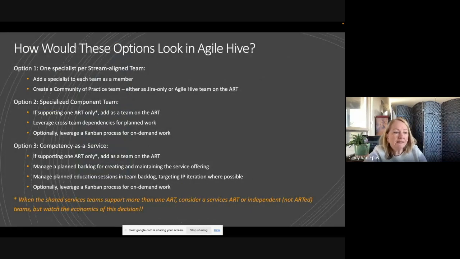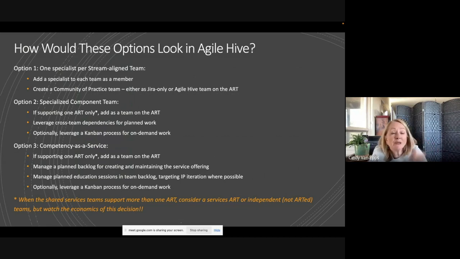Okay, now here's your bonus. That's right. Here's your door prize for attending with Jamal and Daniel and Carl today. What it would look like in Agile Hive? Woo! Well, is it in the backlog for Agile Hive to support this? No. You know why? Because it's already there. If you have one specialist per stream-aligned team, you just put them as a team member. Easy peasy, right?